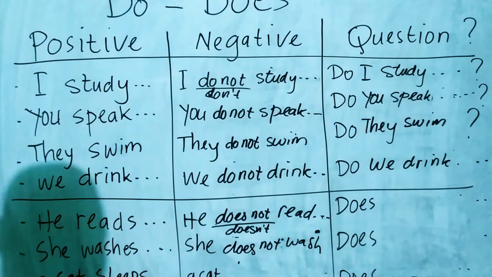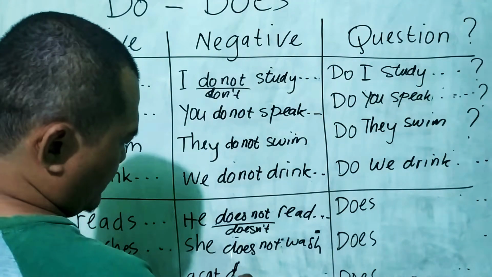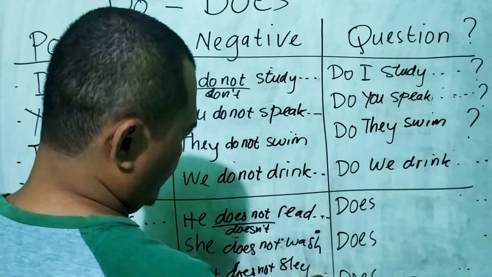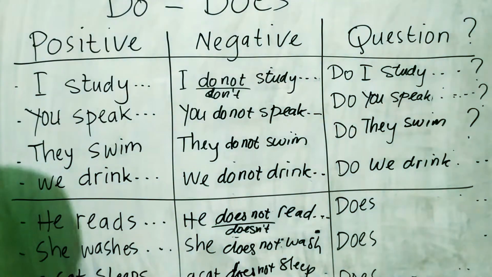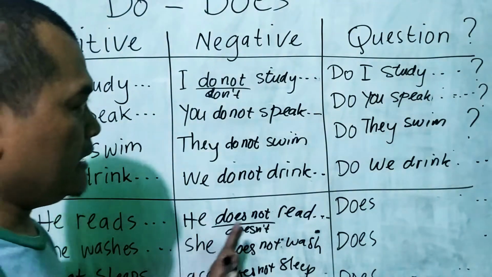Okay. And then number 3, cat. A cat sleeps, also with S, and the S turns into does not sleep. So a cat does not sleep. Yeah, this is positive and negative, and now the question.